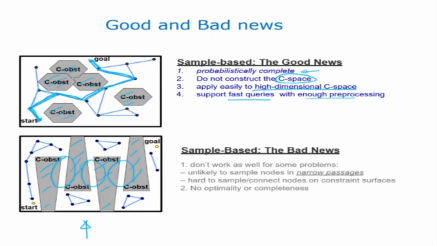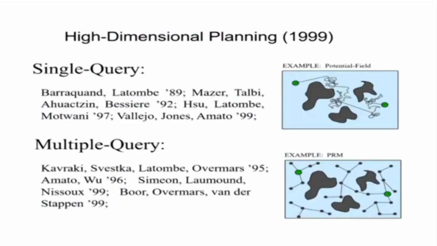So as you can understand, it depends on how you have sampled, whether your sampling is dense enough or not, whether you have covered the whole space. The good news is that it is faster; you don't need to construct the C space. But the bad news is that it doesn't work well for some problems, especially problems where there are narrow passages where you have not sampled. It is also hard to sample and connect nodes on constrained surfaces, and there is no optimality or completeness. So this is the plus point and the minus point of this method that we are using.